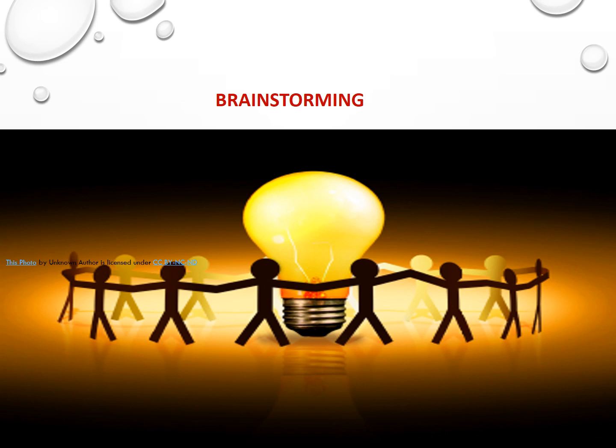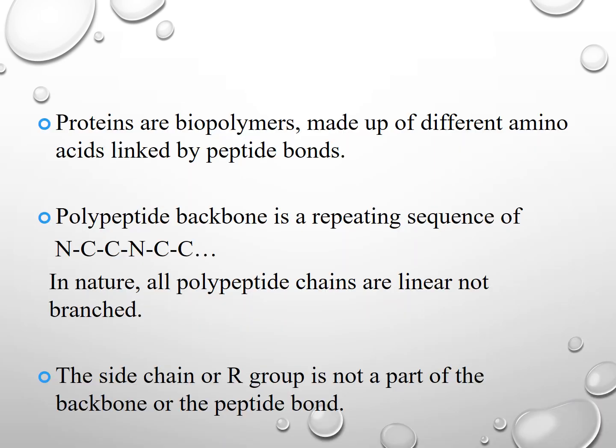Before starting our specific topic, fibrous and globular protein, we have to recall our previous knowledge regarding the proteins. By definition, proteins are biopolymers. They are made up of different amino acids linked by the peptide bonds. When different amino acids are joined by the peptide bond, they form the linear structure of the protein molecule, that is a polypeptide chain.